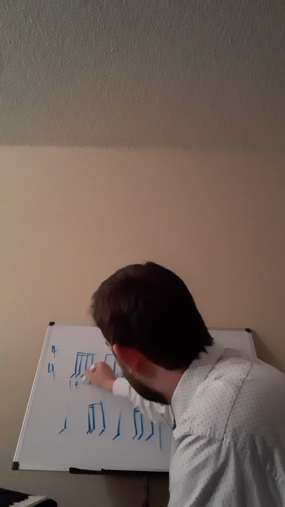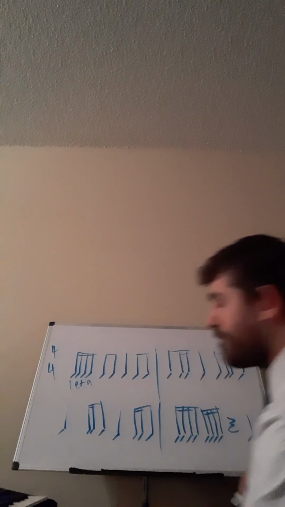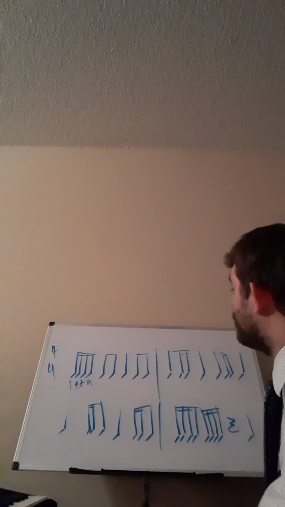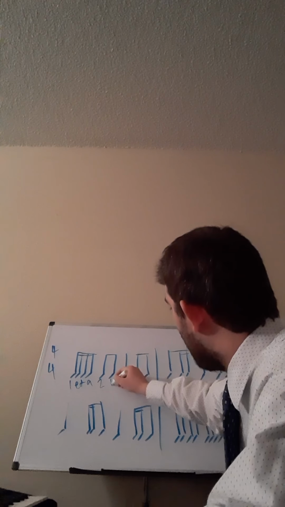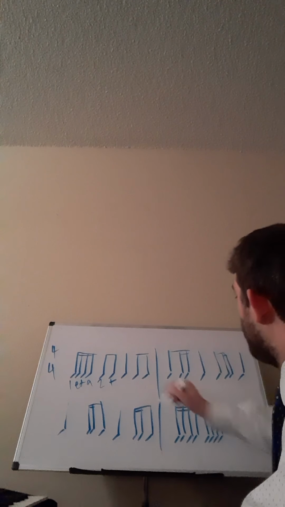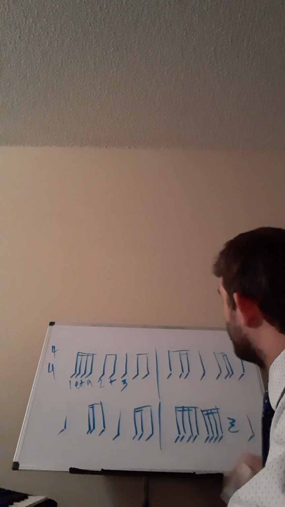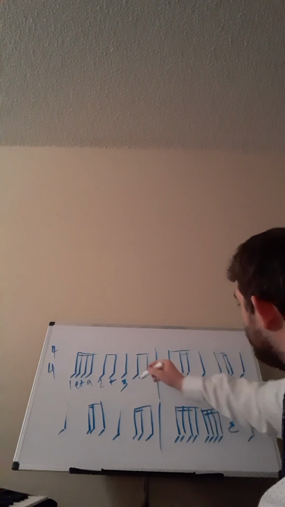Remember, we count 16th notes as 1, E, and A. So, it's on beat 1, we'll count it like that. 1, E, and A. Beat 2, we have 2 eighth notes, that will be 2, and. Followed by a quarter note on beat 3, and then 2 eighth notes for and.